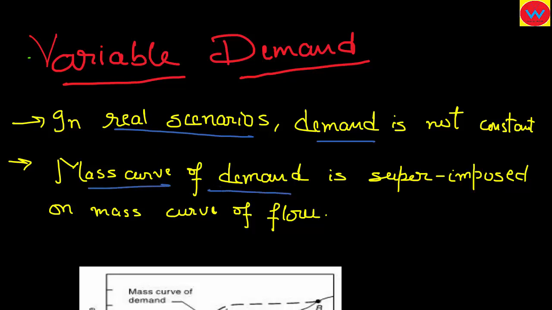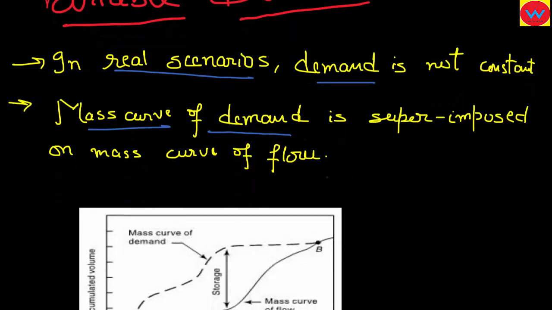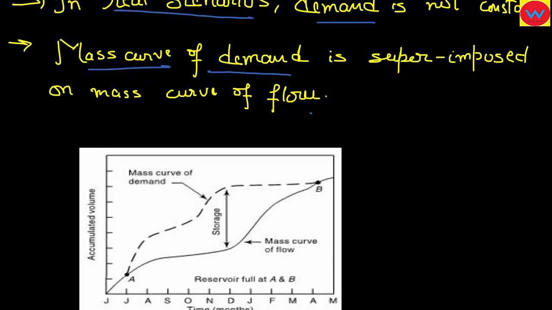That is, we calculate cumulative demand over time with respect to chronological sequence. We add all the demands of that time and all the demands before it, and then we superimpose it on the mass curve of flow. That is, flow is the volume of water which we are getting in our reservoir, and demand is what we need to supply to the town or city.